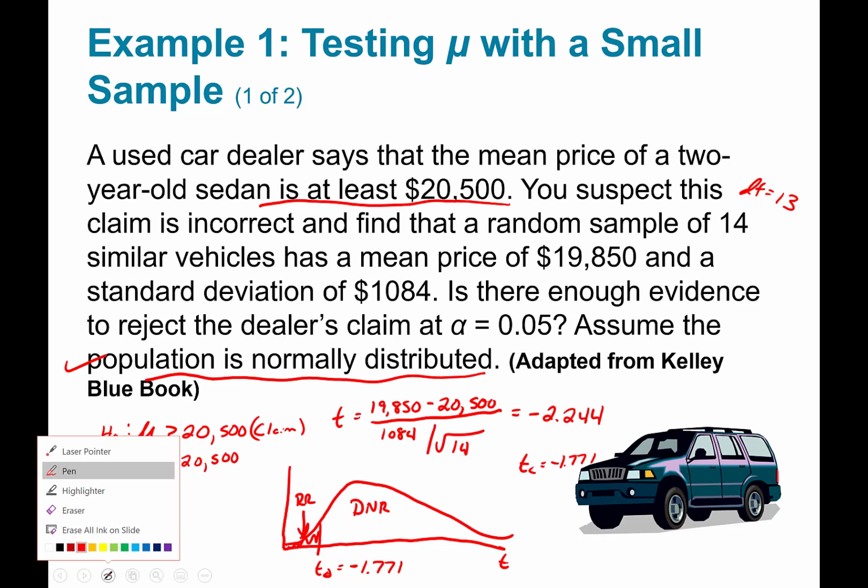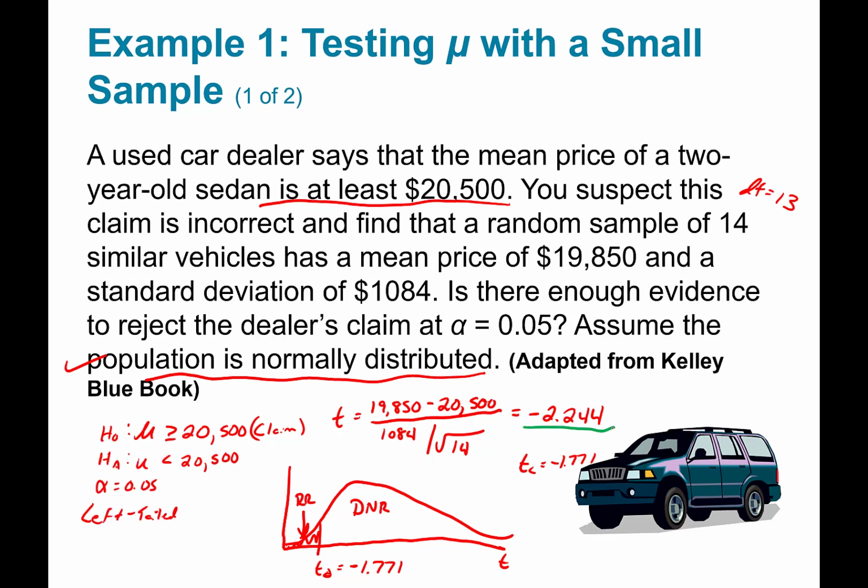So now we just compare our test statistic. So in this case, our test statistic, t is negative 2.244. So that is to the left of this, and so it lies in our rejection region. So in this case, we reject the null. So in this case, there is enough evidence to reject the dealer's claim that the mean price of a 2-year-old sedan is at least $20,500 at the alpha equaling 0.05 significance level.